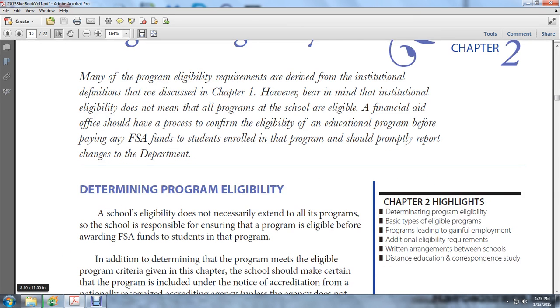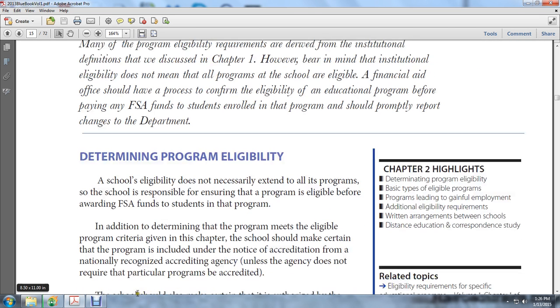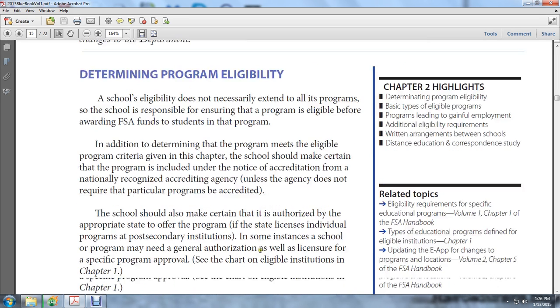In determining program eligibility, school eligibility does not necessarily extend to all the programs, so the school is responsible for ensuring the program is eligible for the awarding of federal student aid funds to the students in the program. In addition to determining that the program meets the eligible program criteria given in Chapter 1, the school should make certain the program is included under the notice of accreditation from a nationally recognized accrediting agency, unless the agency does not require the particular program to be accredited.